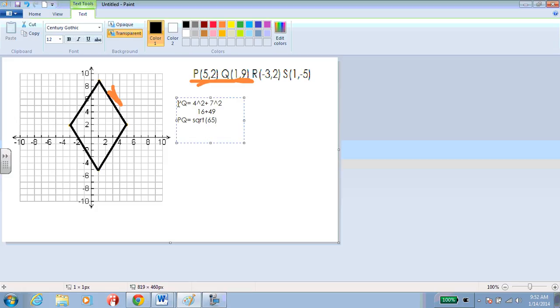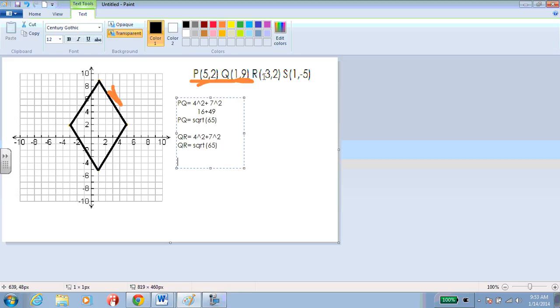Now let's do side QR, which would be this side over here. So the distance between Q and R, 1 and -3, is 4, and then I will square it. And then I have to add on the distance between 9 and 2, which is also 7, just like the previous segment. Right away, I know that QR is also going to be the square root of 65.